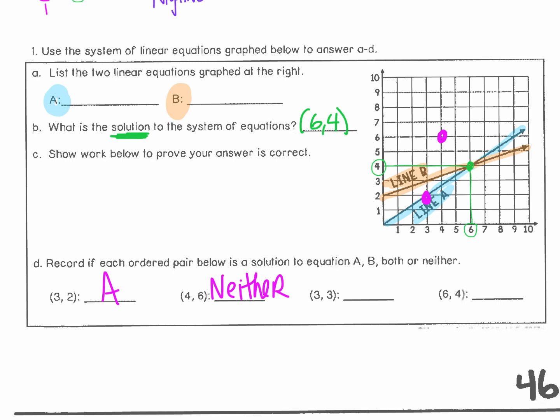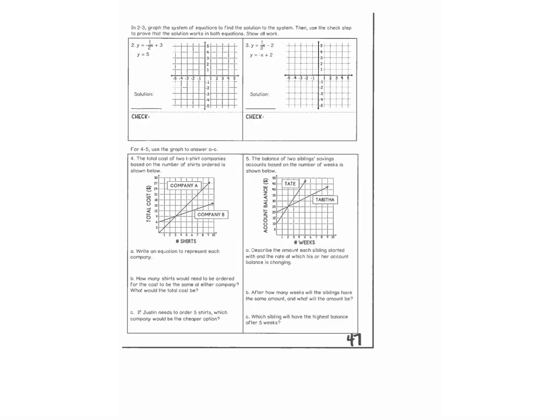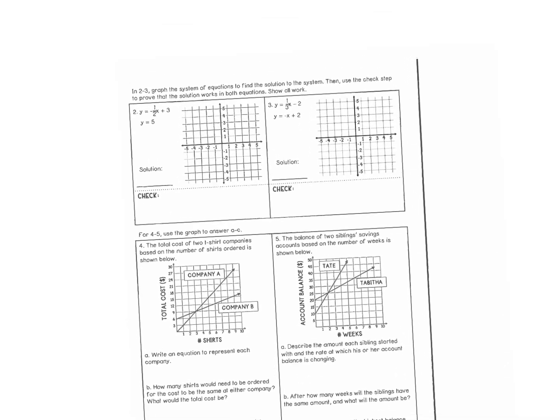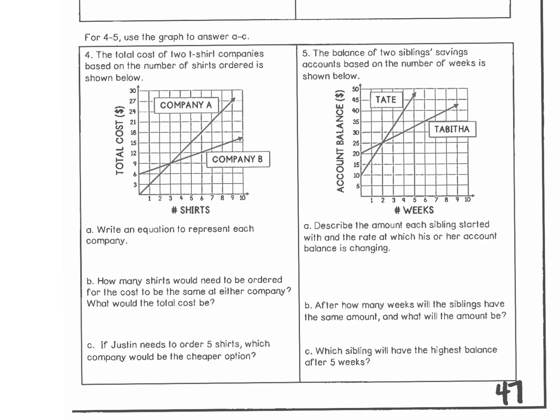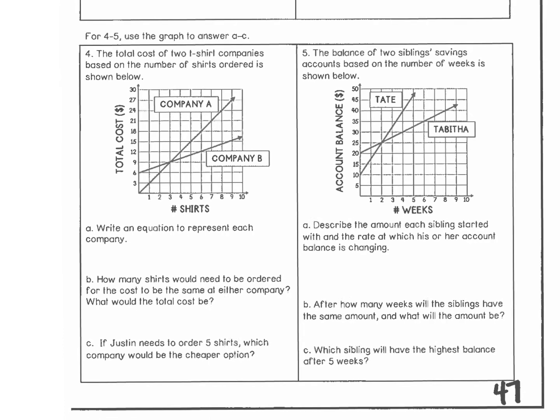3, 3, graph that right here. That's on line B. And then 6, 4, we've already said was the solution to both lines. If I put another dot there, I'm going to write the word both. All right, on the next page of notes, I'm going to skip these top two examples, and we're going to go down to the real life situation so we answer the questions about those.